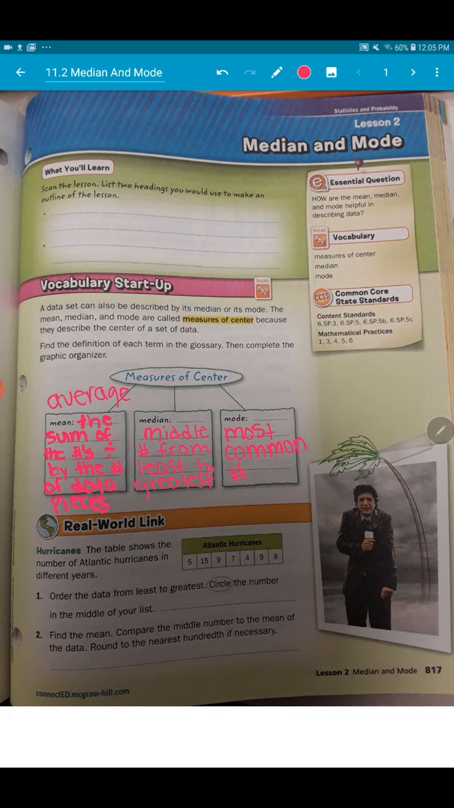So now moving on to the real world lake. Hurricanes. The table shows the number of Atlantic hurricanes in different years. Order the data set from least to greatest. So always start with just ordering from least to greatest.